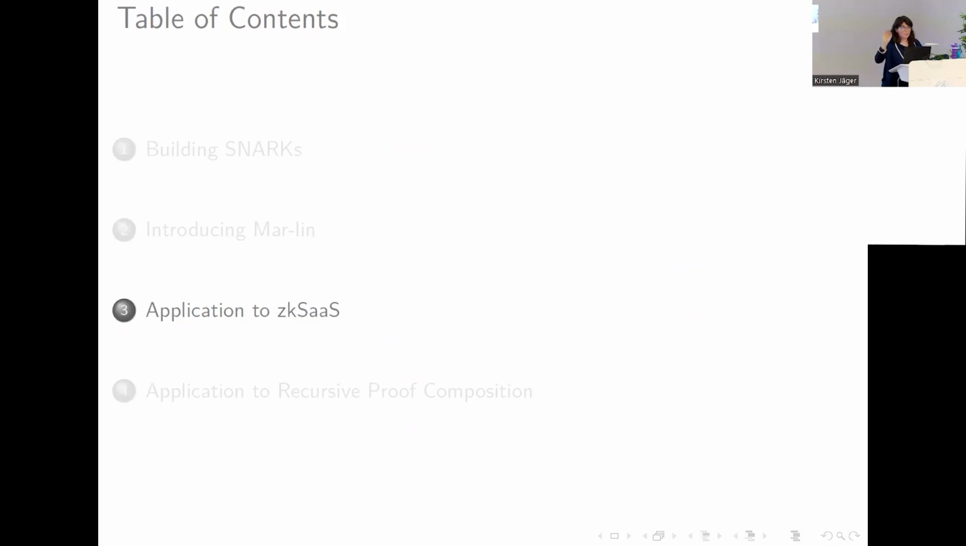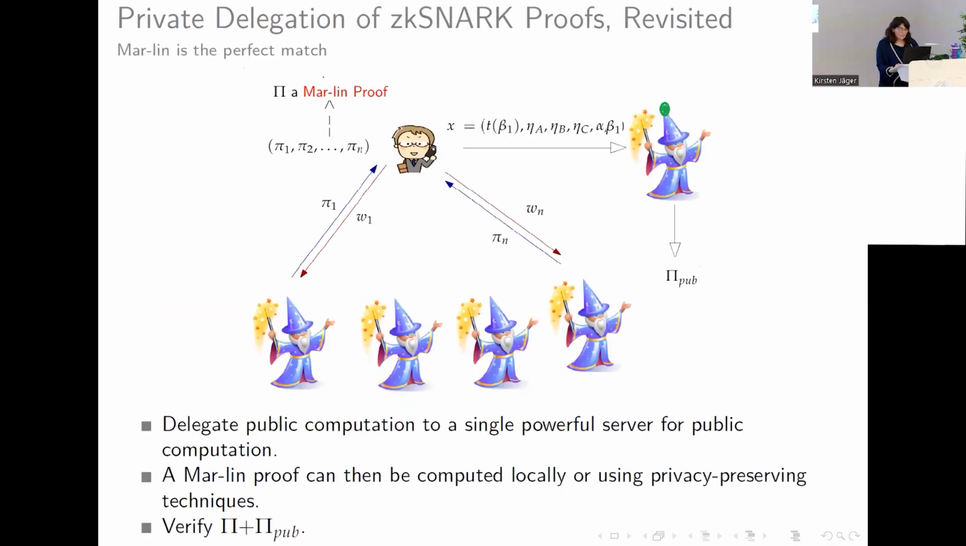So I will show you two quick applications of this, okay? And then we'll be done. I think this is interesting for private delegation of proving of SNARK provers. Why? Because privacy preserving delegation of a computation is something that is always expensive, right?